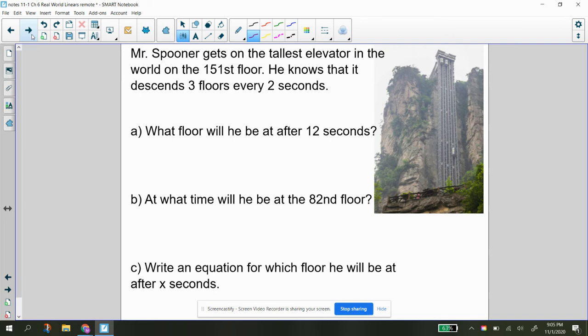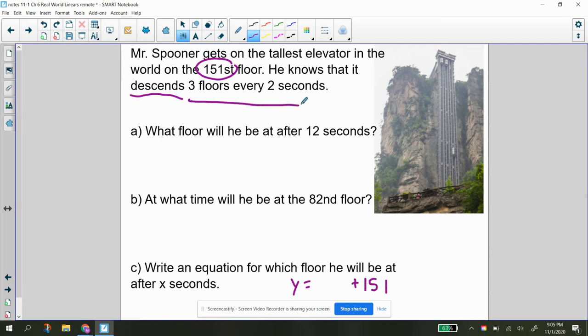Now we've got a negative slope. I know that because we are descending down the world's tallest elevator. I did not fact check this one, so if you want to pause and go to Google and actually figure out what the world's tallest elevator is, by all means, you can know more than I did. This was just a cool picture I got on Google Images. Anyway, here's my starting value. Y equals something plus 151.